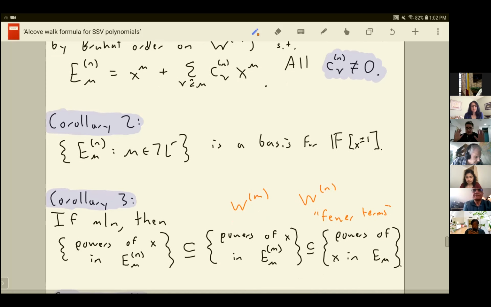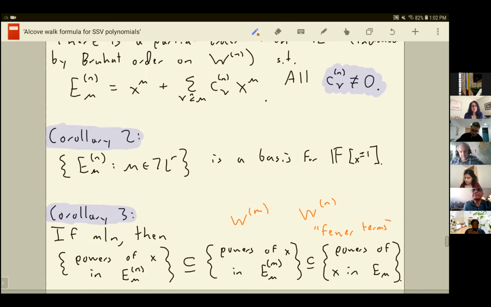I mean, actually, okay, you don't need the alcove walk formula. What you need is corollary 1. You need this triangularity, which you could prove without my formula. But so I guess the utility of the formula isn't necessarily these results, but how easy these results are. And hopefully how easy other results are.